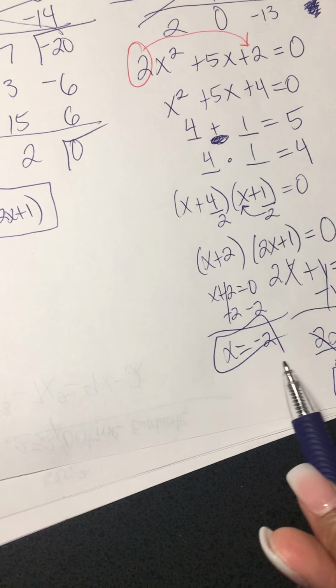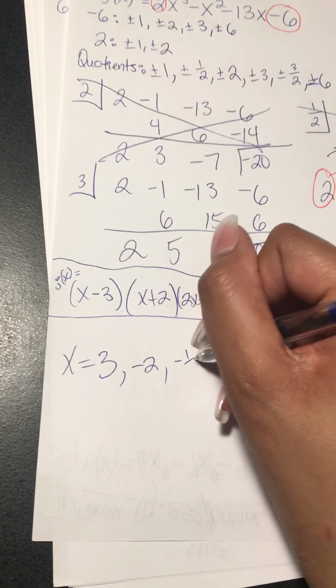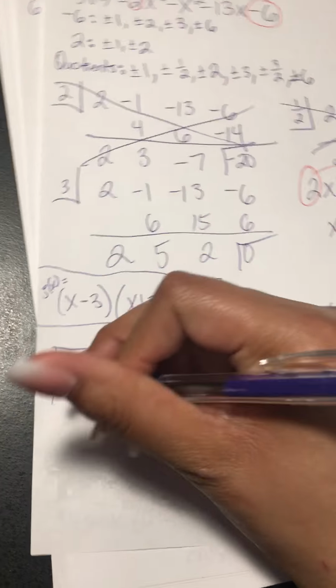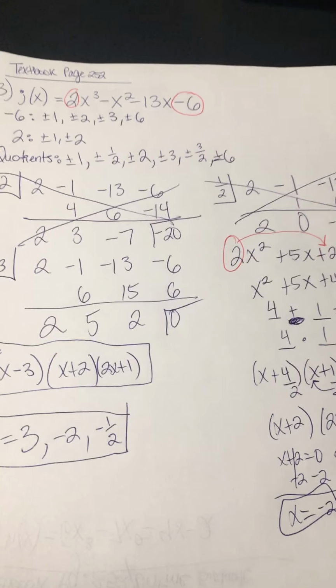So the final roots are 3, negative 2, negative 1/2. So those are your answers to number 3 from the textbook. And as I said, number 3 from the online version is slightly different but similar.